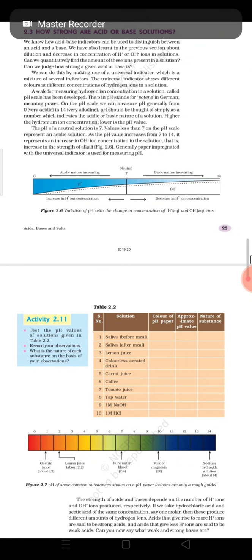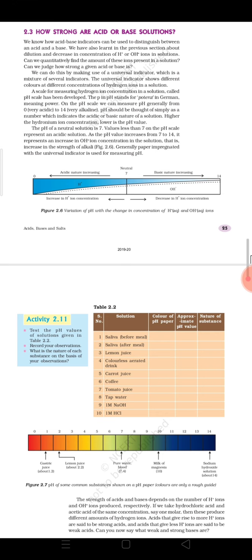Welcome everyone. So today we will start our new topic, which is how strong are acid or base solutions. In this topic we will be discussing the pH scale. So it is given here.